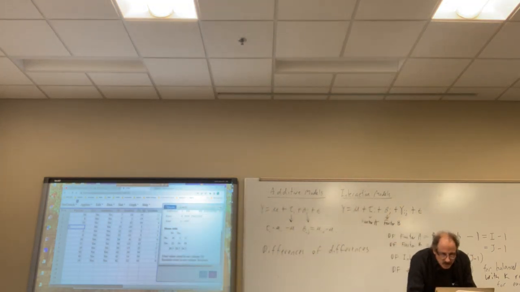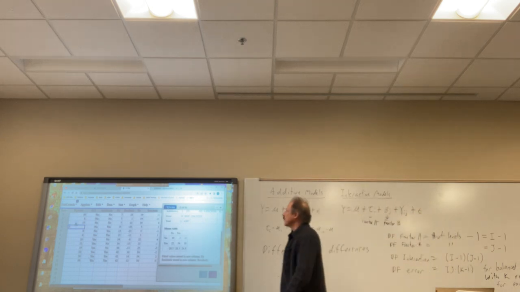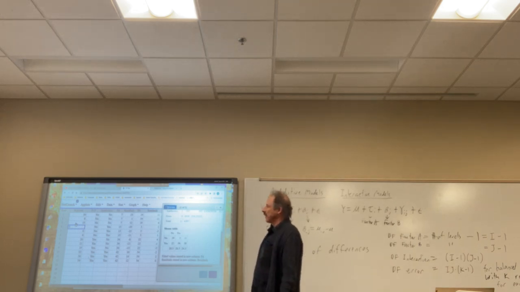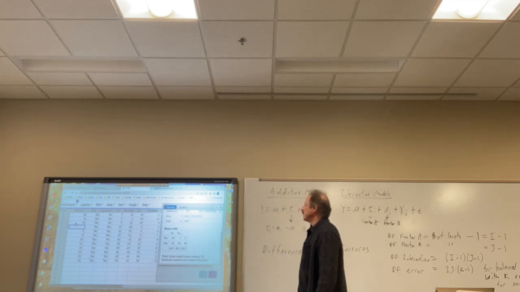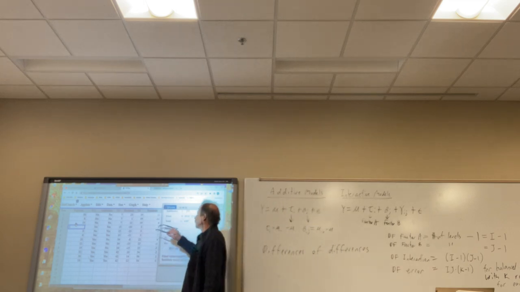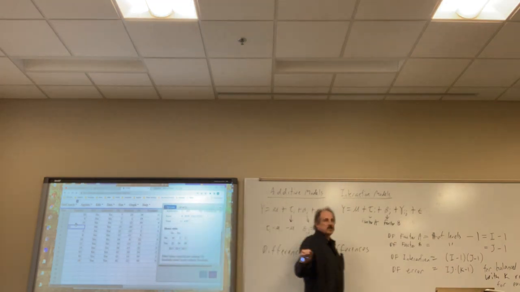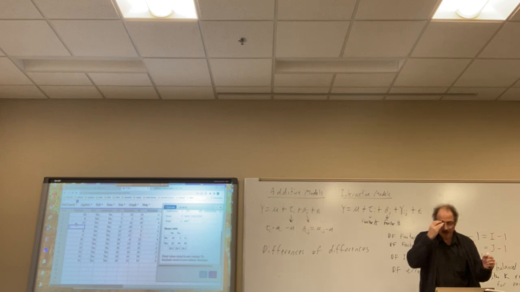And then the residuals will still be the individual things here minus the fit. 30 minus 19 is 11. 8 minus 19 happens to be negative 1. 19 minus 19 is 0. 5 minus 3 is 2. 0 minus 3 is negative 3, etc. So your residuals will just be those differences just like before.